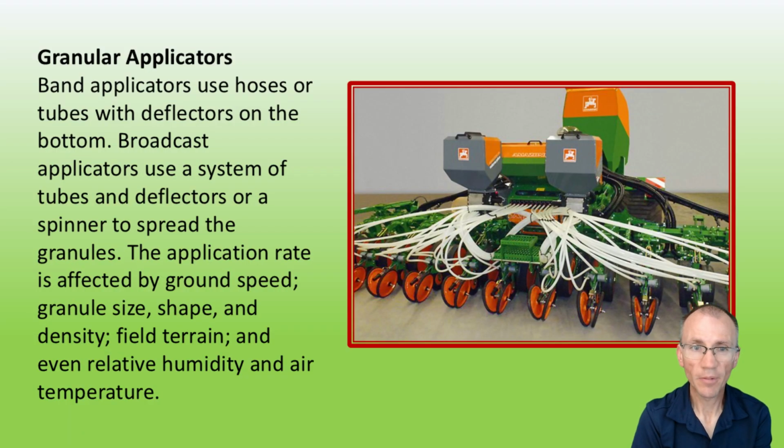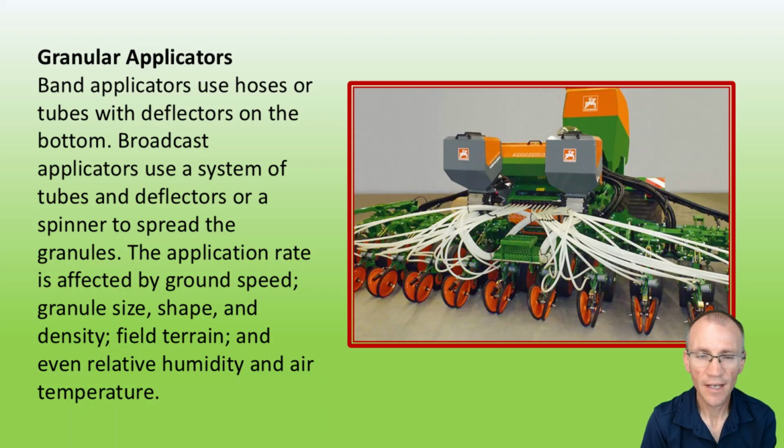More with granular applicators. Band applicators use hoses or tubes with deflectors on the bottom. Broadcast applicators use a system of tubes and deflectors or a spinner to spread the granules. The application rate is affected by ground speed, granular size, shape and density, field terrain, and even relative humidity and air temperature. And I hope some of you paid attention when you were in science and chemistry classes. It almost amazes me sometimes how many things we learned in grade school that we use later in life.